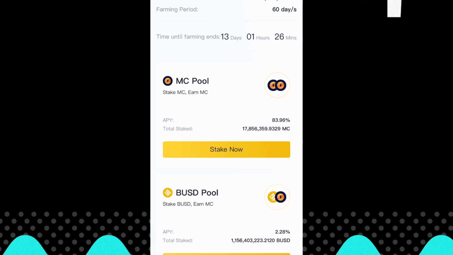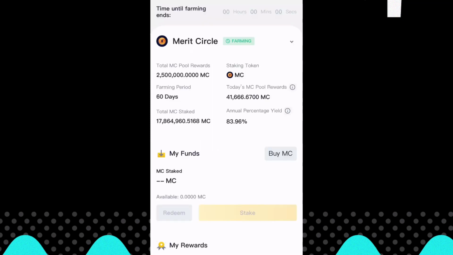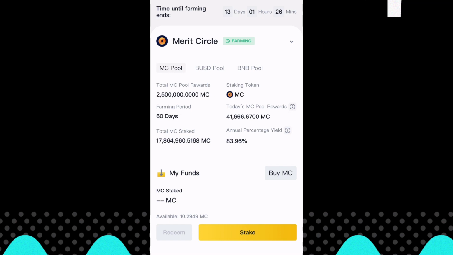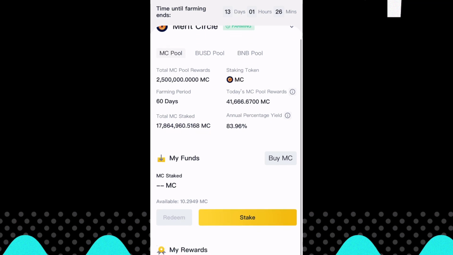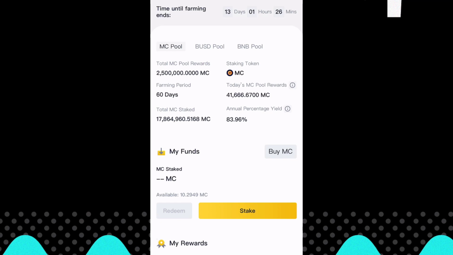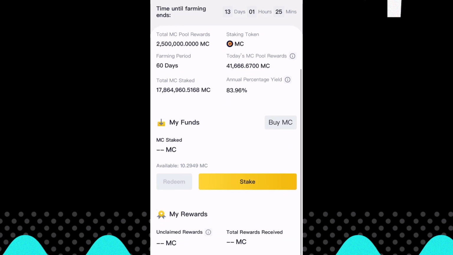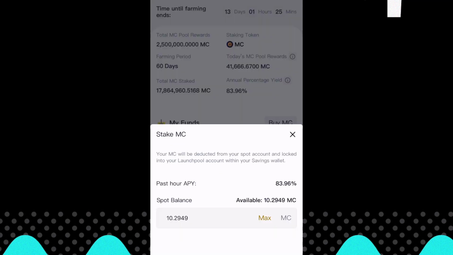But the most important thing which we don't understand is that we need to first come on here and click on stake now. After buying the MC token, we could select a period and know how much we are going to be getting on the APY, depending on the days which we want to farm. So you can see the 60 days farming period, they will give you about 83.96% APY, which I think is really good. I have about 10 MC, and that MC was actually given to me for free. If you want to know how it was given to me for free, I'm going to show you at the end of this video, so stay tuned.